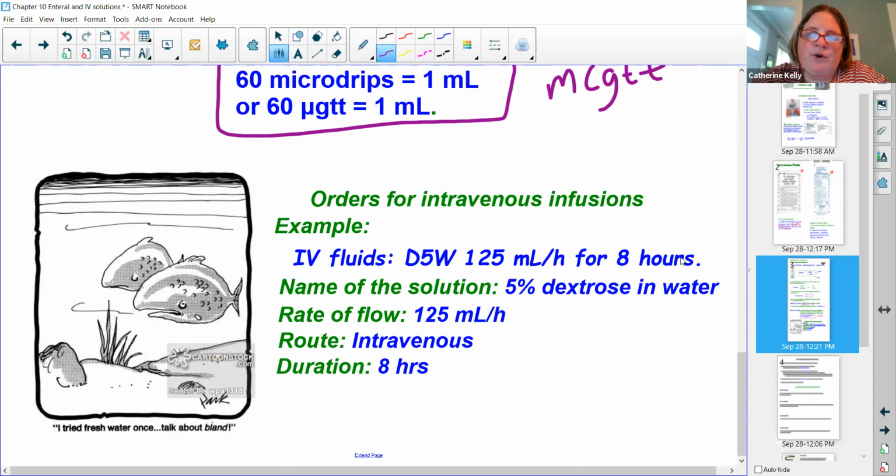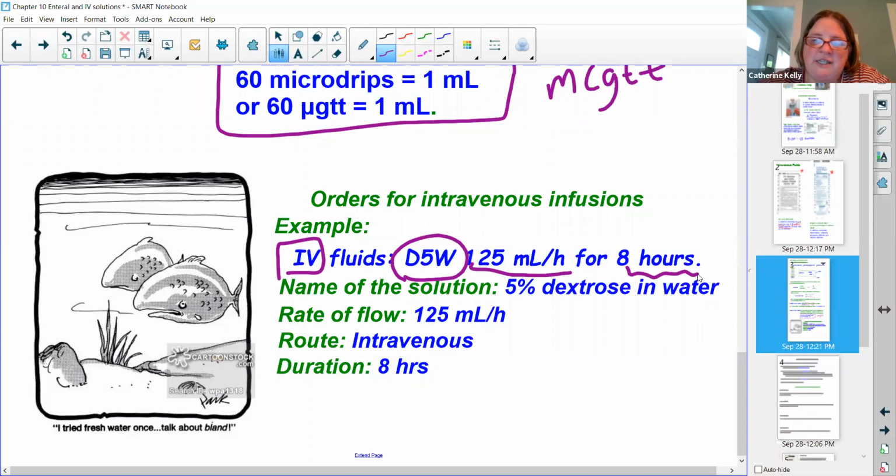So here's an example of an order. The order is IV fluids, dextrose 5% in water for 125 milliliters per hour for 8 hours. So the name of the solution is dextrose 5% in water. The rate of flow is 125 milliliters per hour. The route is an IV. And then the duration is for 8 hours.